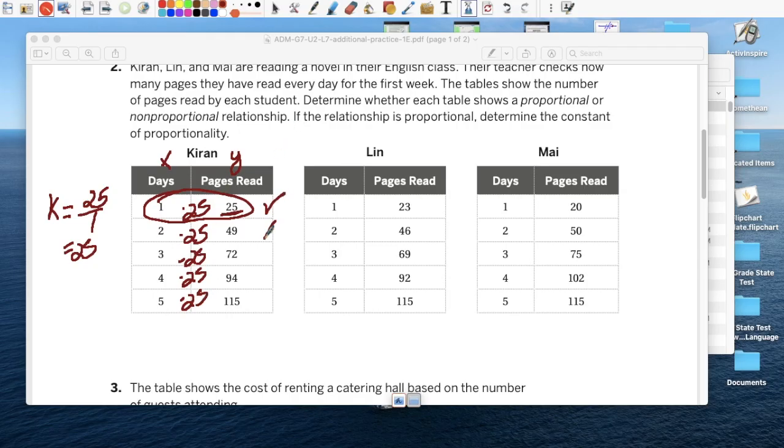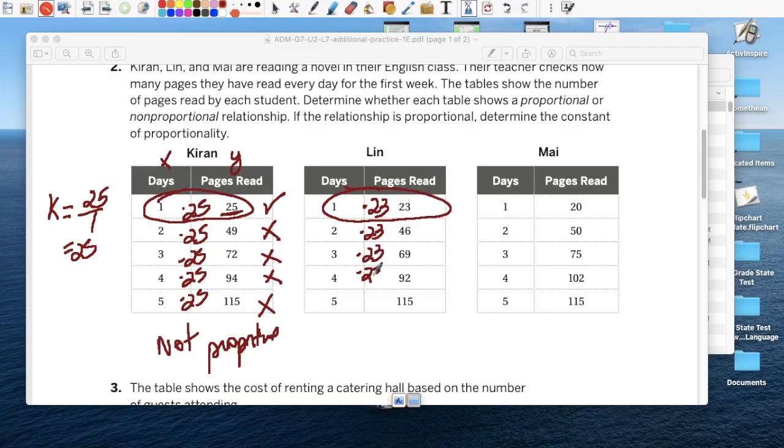It works here, it fails here, fails here, fails here, fails here. So this is not proportional. Right? Because there's no way 2 times 25 is 49. This one, where's the constant of proportionality? It's right here because that's my unit rate, so it's times 23, times 23. I didn't have to divide. 2 times 23, 46. Good. 3 times, yes. 12, carry 1. Yes. 15, carry 1. Yes. Yes, yes, yes, yes, yes. Proportional.